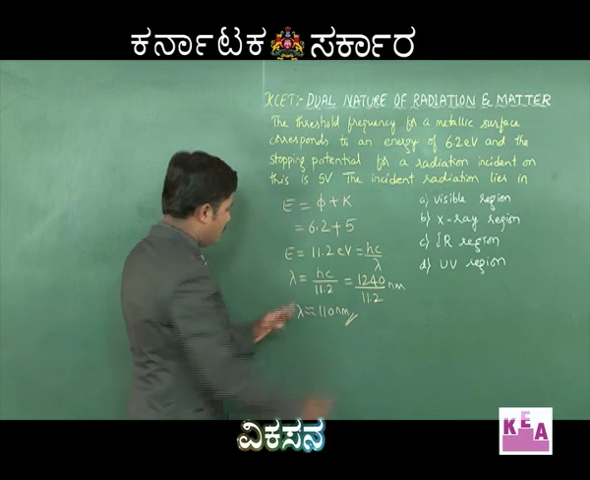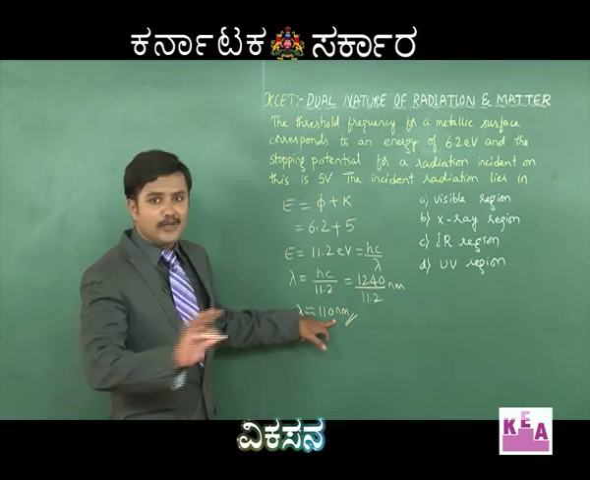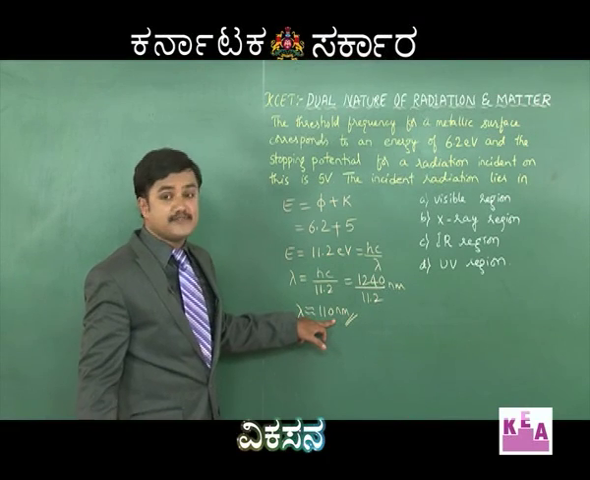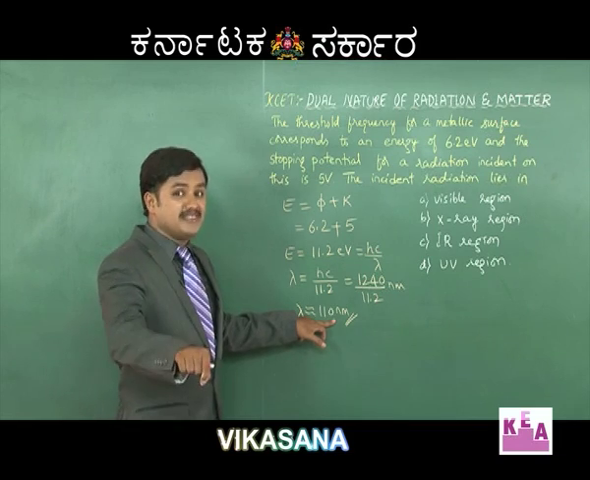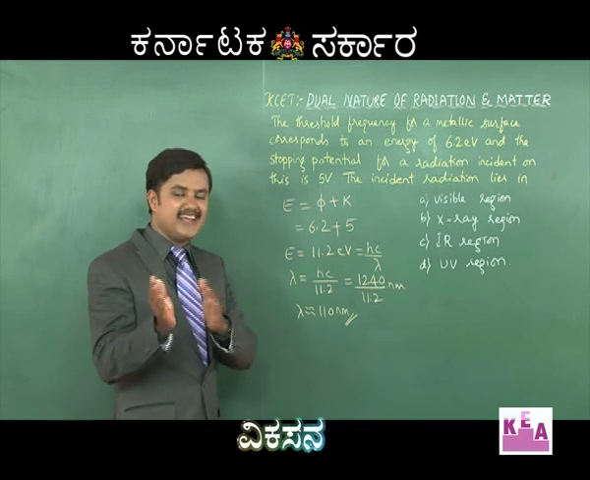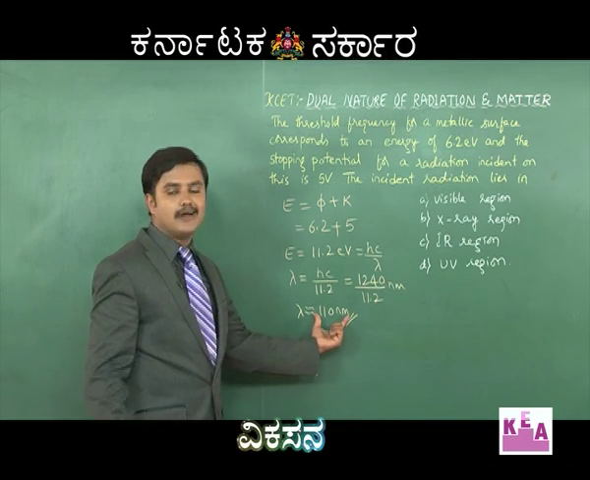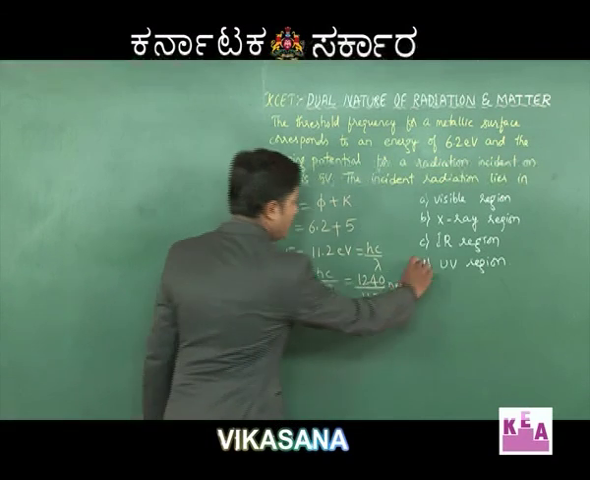So can you tell me to which region of electromagnetic spectrum this belongs? Certainly not visible, because visible starts from 400, and this is less than 400, but not too much less, as it goes to X-ray. So this lies between X-ray and visible, of course, ultraviolet. This will be in the ultraviolet region, that is, UV region is the correct answer.